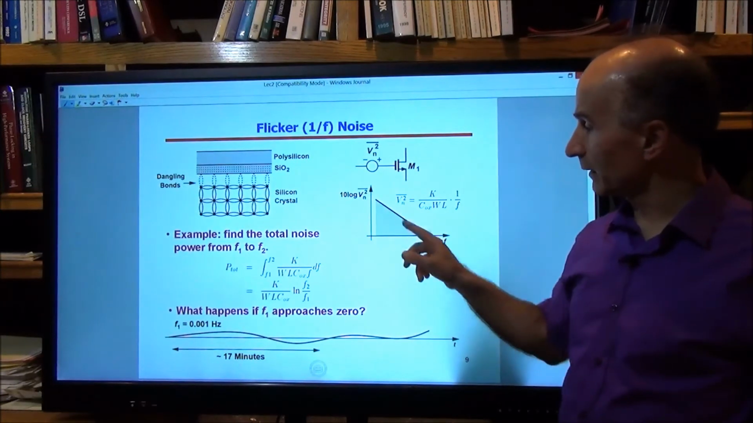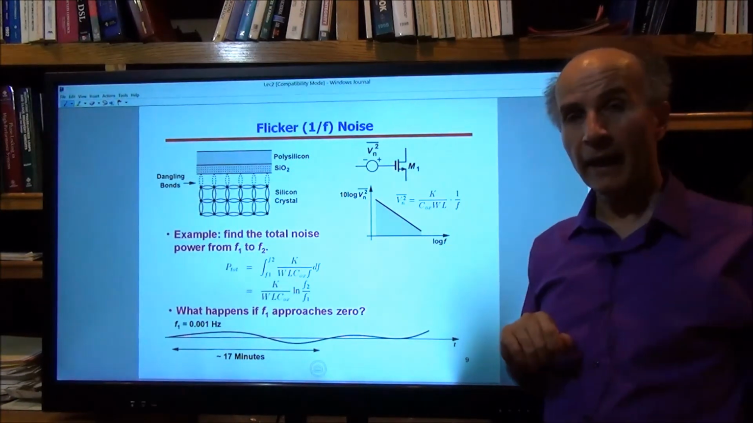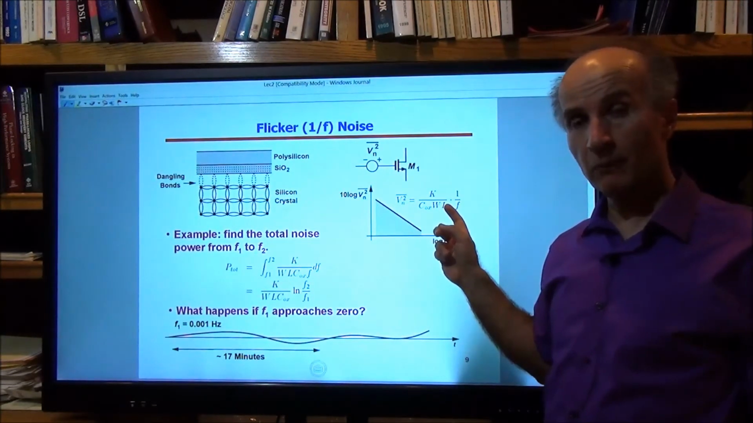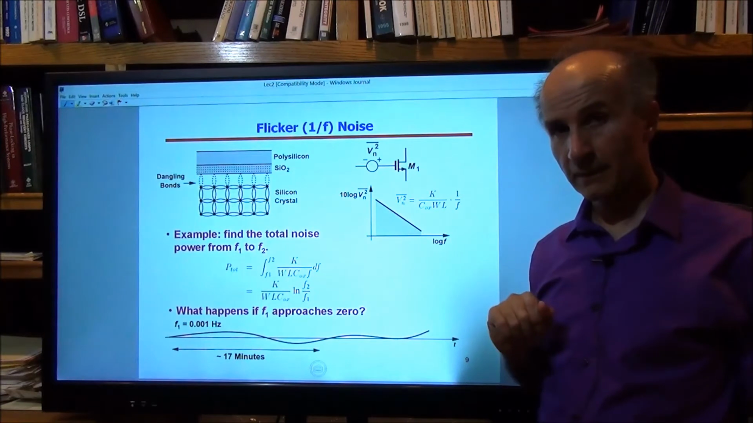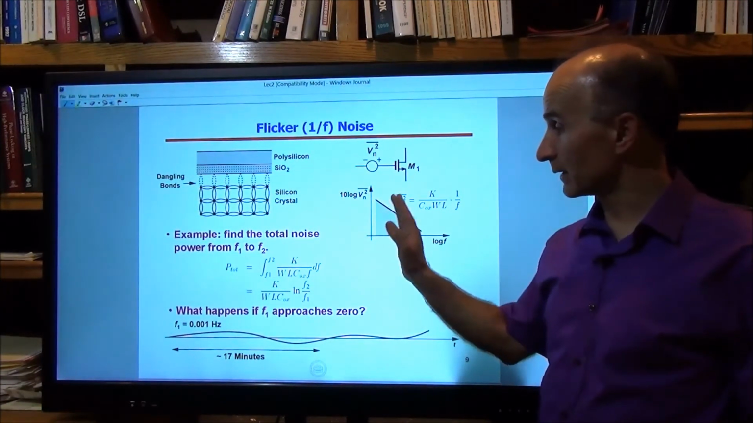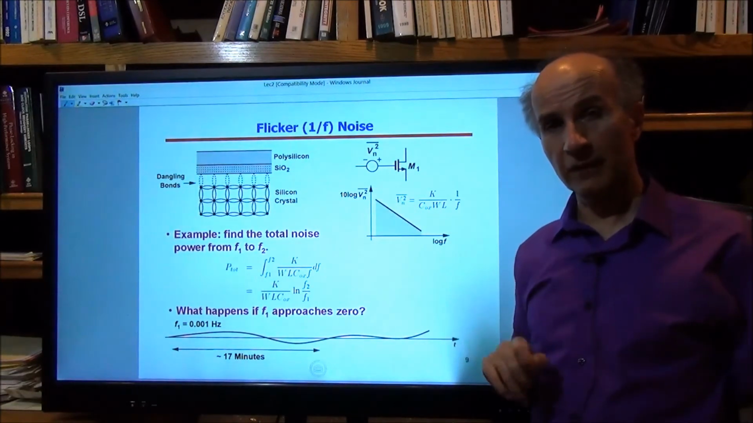So on a log scale, that means that it's a straight line, and the flicker noise of a MOSFET manifests itself more at lower frequencies. So if our signal has components in this vicinity, then we have to worry about the corruption from flicker noise.